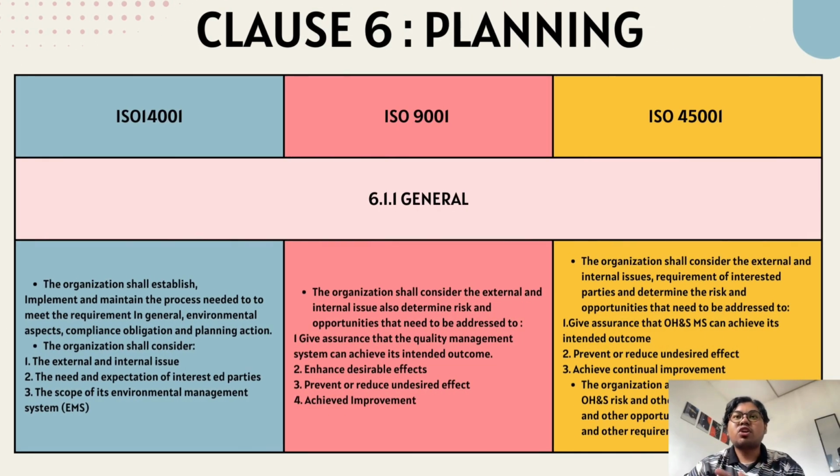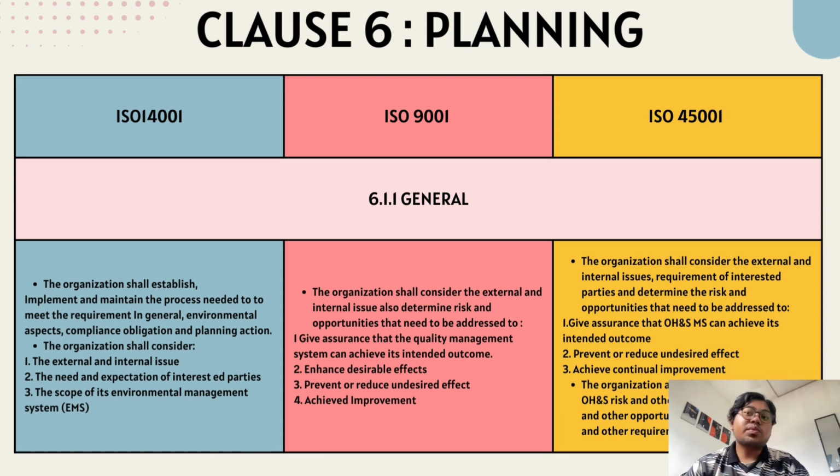Okay, next is clause 6. Clause 6 is all about planning. For 6.1.1, all three have a similarity. It's all about the general. ISO 14001, ISO 9001 and ISO 45001 have a similarity in 6.1.1. So in ISO 14001, it talks about the organization should establish, implement and maintain the process needed to meet the requirements. In general, environmental aspects, compliance obligations and planning actions, such as the external and internal issues, the needs and expectations of interested parties, and the scope of its environmental management system.